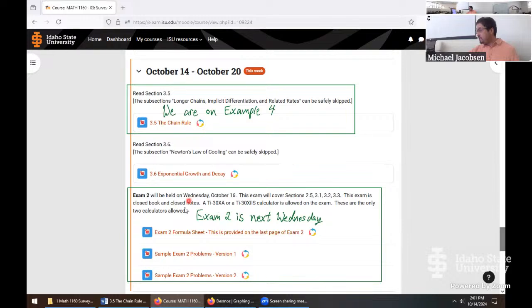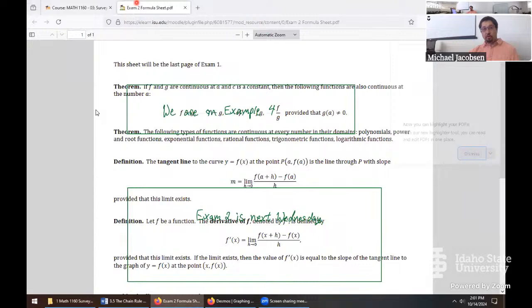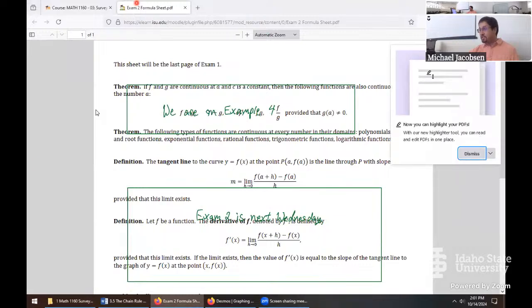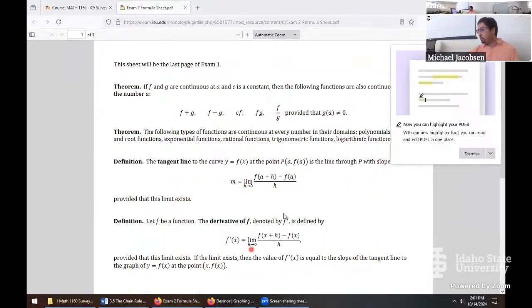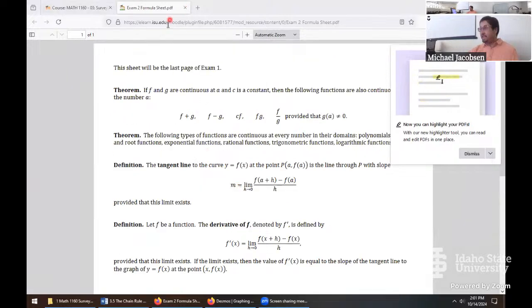Don't forget that you're allowed to have a calculator, such as these two right here for the purpose of the exam, as well as the last page of the exam that's provided, this one right here, the exam 2 formula sheet. So make sure that when you go to study, when you are memorizing things, you're aware that these are the formulas that are going to be actually provided on the real second exam. This will just be the very last page.